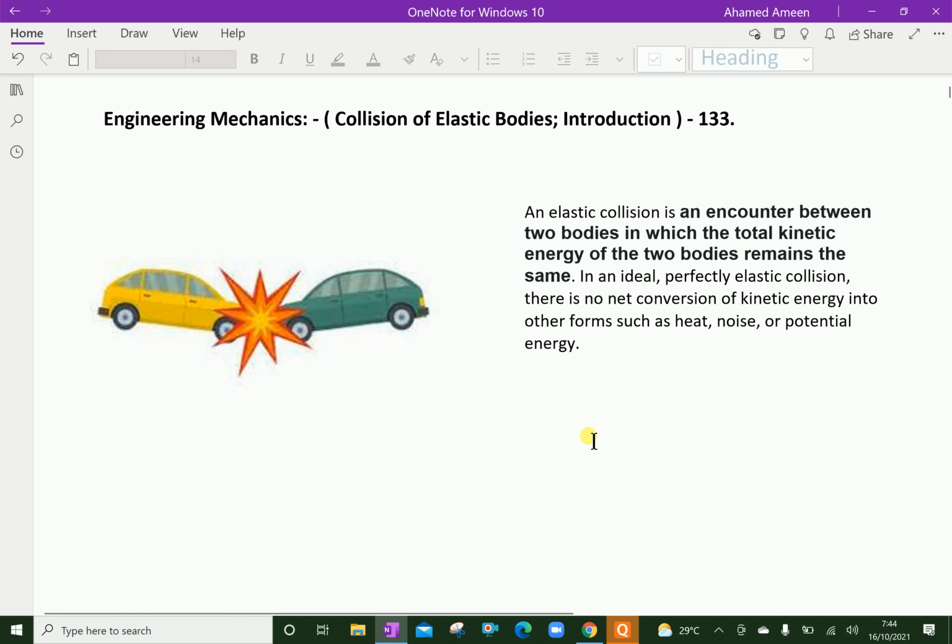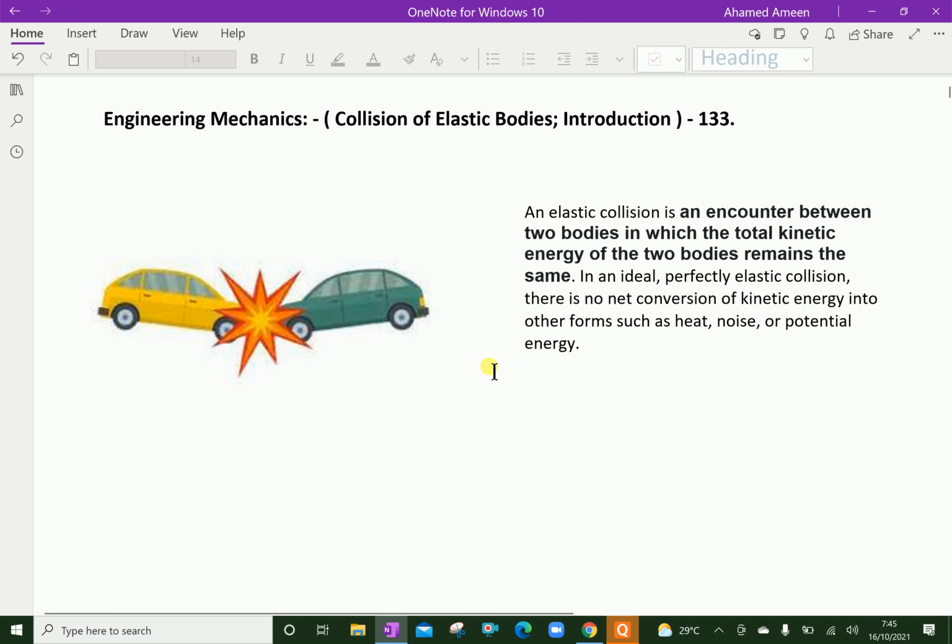Welcome to aminacademy.com. In engineering mechanics regarding collision of elastic bodies, let us do some introduction. An elastic collision is an encounter between two bodies in which the total kinetic energy of the two bodies remains the same. In an ideal, perfectly elastic collision, there is no net conversion of kinetic energy into other forms such as heat, noise, or potential energy.